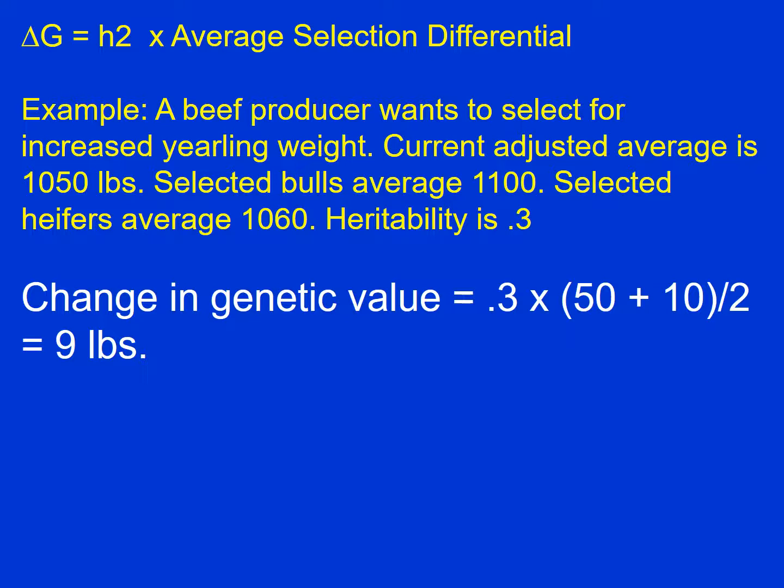So we can now plug our data into our formula. Change in genetics equals the heritability, which is 0.3, times the average selection differential. The bulls were plus 50, the cows were plus 10, so our average there is 30. That's the average selection differential, 30 pounds, times 0.3 is 9 pounds. So from one generation to the next, we're expected to make 9 pounds improvement.